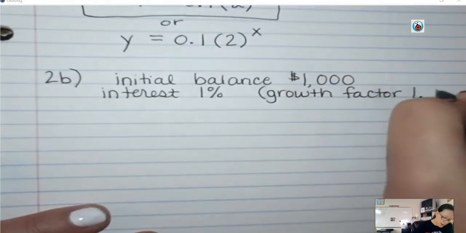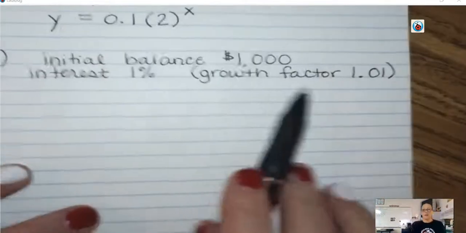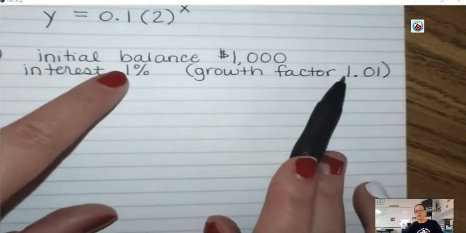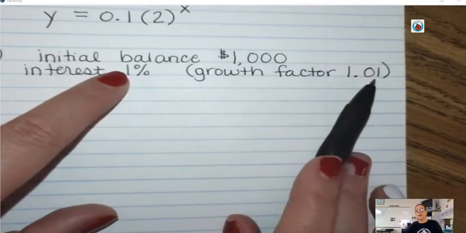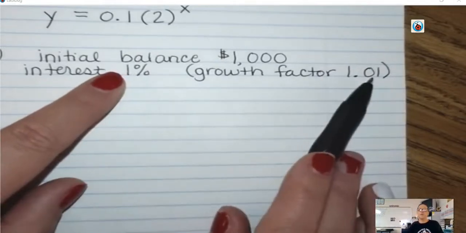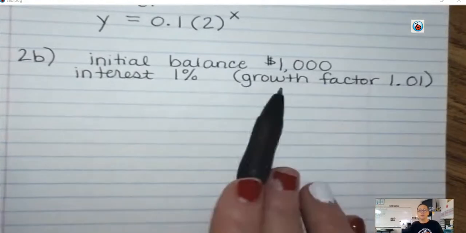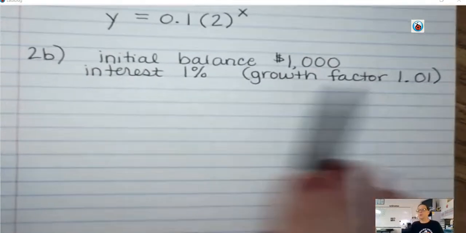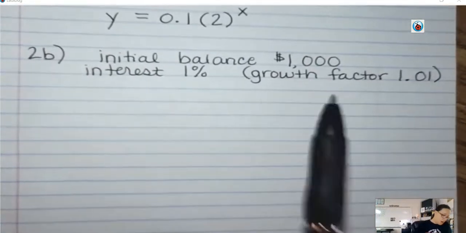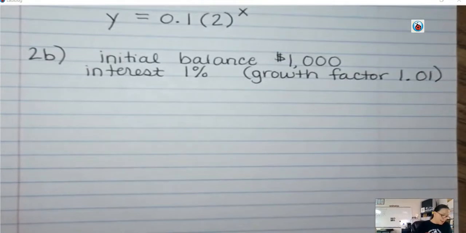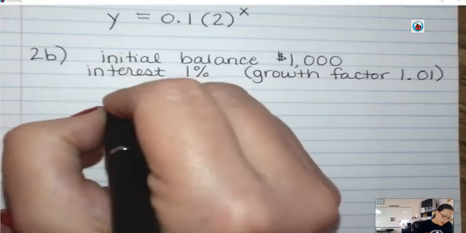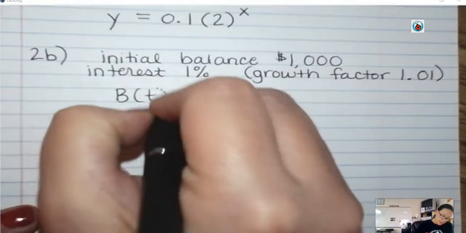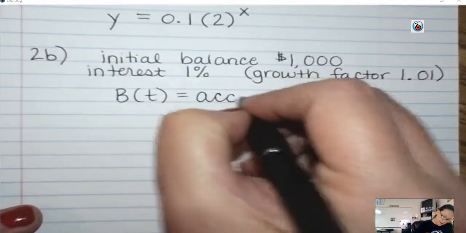is 1.01 because it's growing by itself, so the $1,000 stays, plus you get 1%, and 1% is 0.01. So that's where they're getting the growth factor of 1.01, but they're going to tell you that in the word problem. And then it says there's no deposits, no withdrawals. We're going to make B of T the account balance.